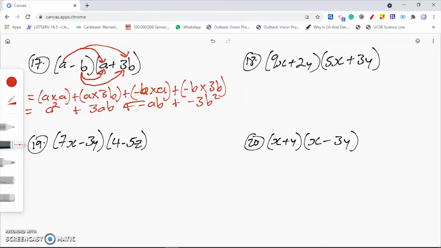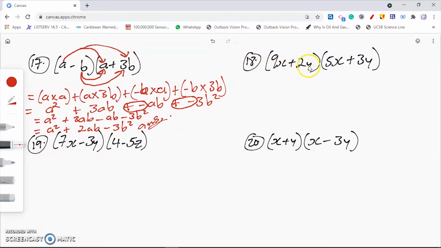Then we have to simplify this combination of signs here. So we will get a squared plus 3ab, minus ab, minus 3b squared. And as our final answer, we will get a squared plus 2ab minus 3b squared. And that's our answer there. Good. Let's look at number 18.